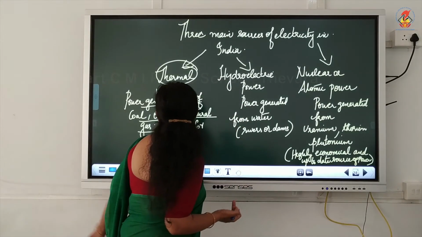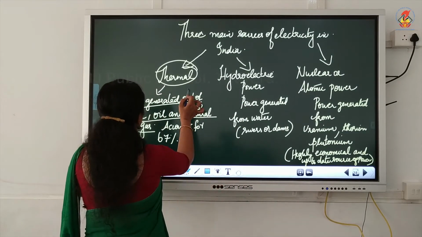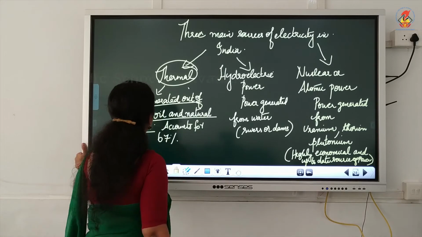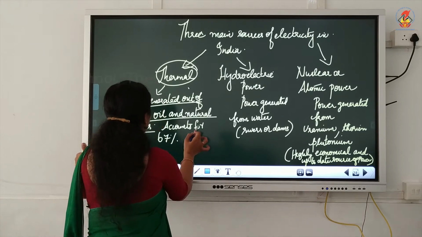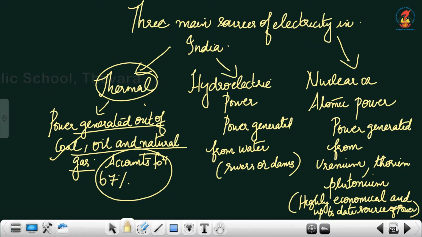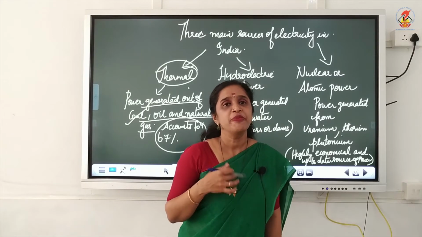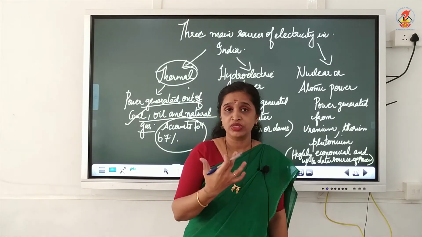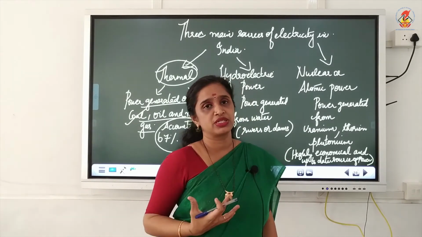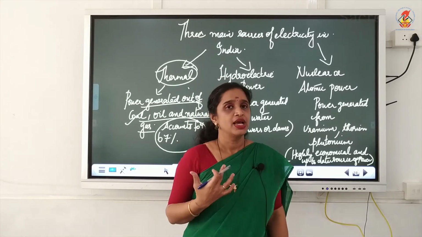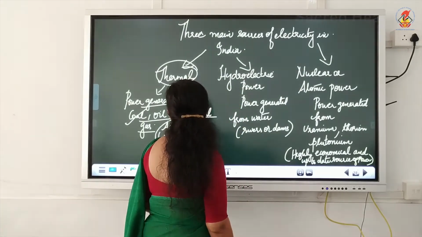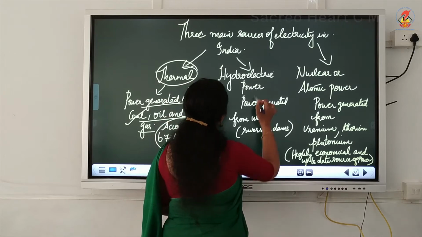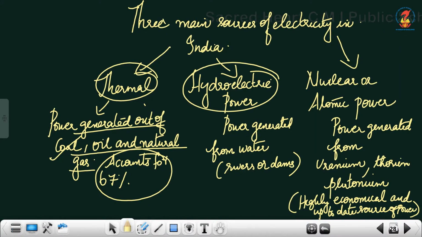Okay, so thermal power is generated out of coal, oil and natural gas, and it accounts for 67%. So thus you can understand the importance of thermal power. Thermal power accounts for 67% of power in the Indian economy, and it is made out of coal, oil and natural gas. Next is hydroelectric power.